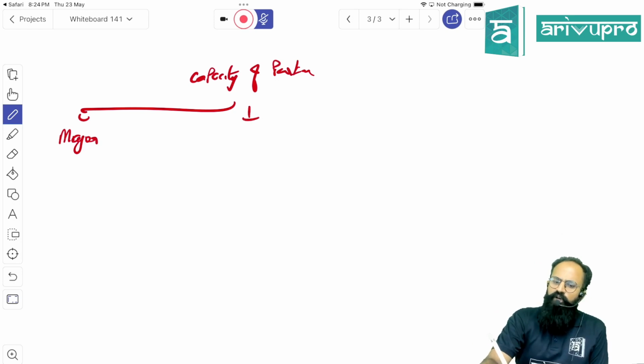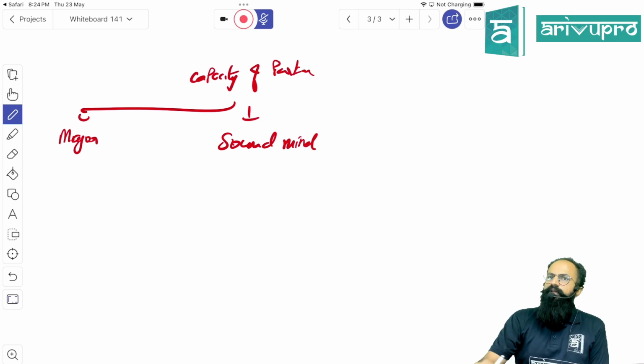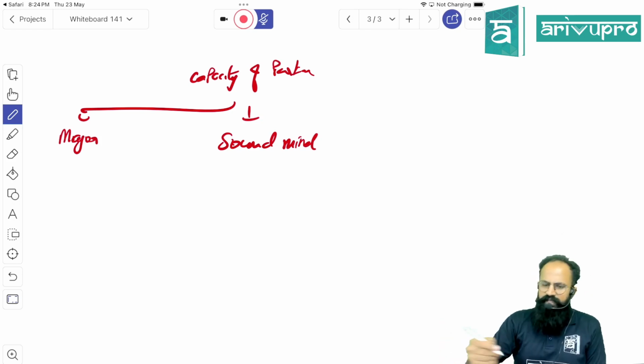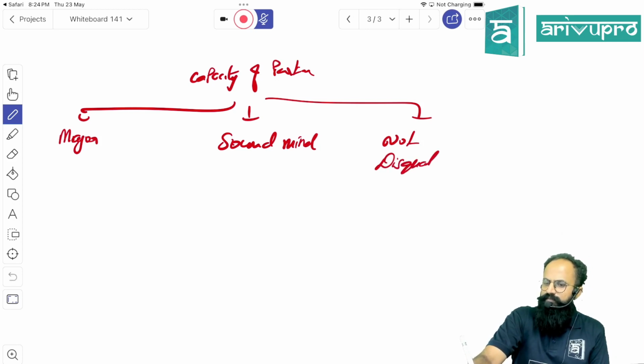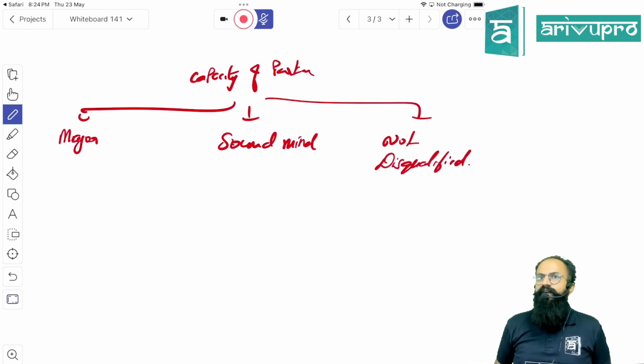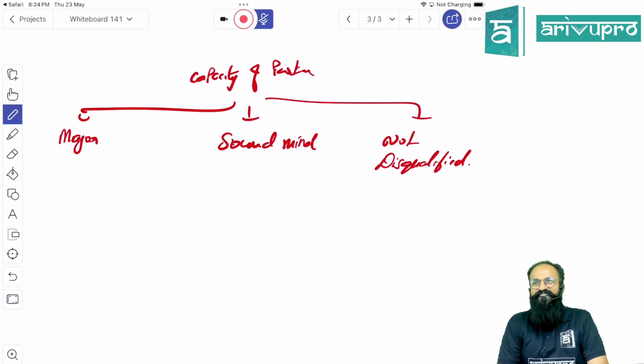Next one, you have to be of sound mind, not insane and things like that. And the third one, people, you should not be disqualified. So basically, you should be qualified. Any degree? No. We'll see. So these are 3 rules. Simple. If you satisfy these rules, that means you are competent. Capacity is there. Then you can enter into a contract.